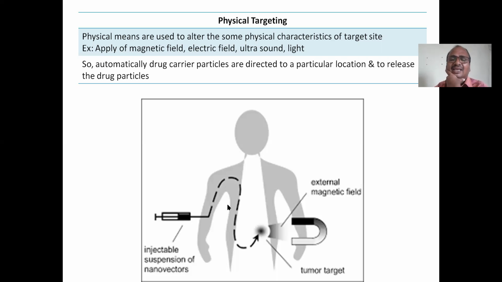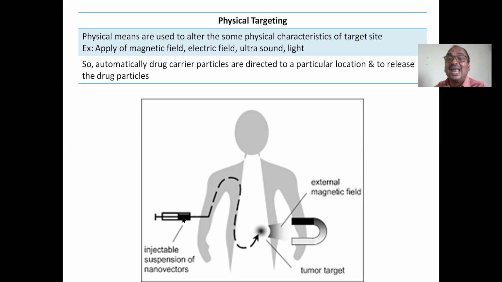And physical targeting. Here in physical targeting, we are using some physical means. Keep in your mind, physical. We will keep a magnet to the patient's body externally, not inside. We place the magnet in the external environment, near the stomach where the problem is. Suppose there is a cancer, we keep a magnet there, and we give an injectable suspension, which is a targeted one.